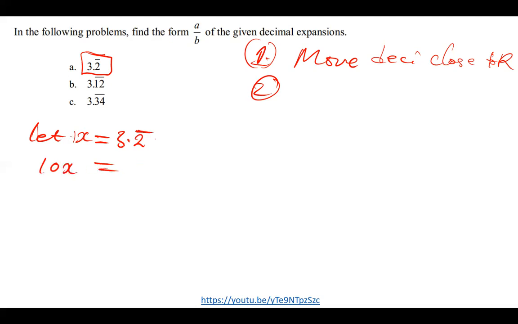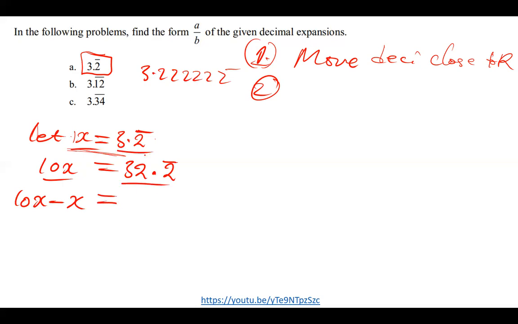And on this other side, we multiply 3.2 bar times 10, we get 32, but this 2 will still repeat because it's a repeating number. It's like we have 3.2222, the 2's are just repeating. So even if we multiply by 10, you still have the 2 repeating on this side. After doing this, we now have to subtract the equation on top from what we have found. So we say 10x minus x is equal to 32.2 bar minus 3.2 bar.